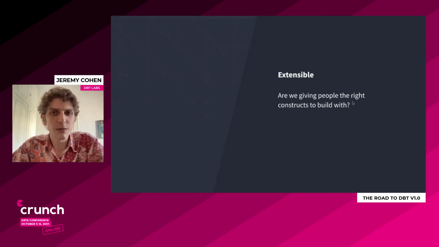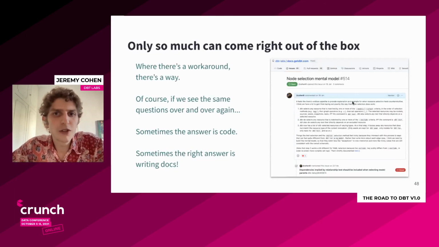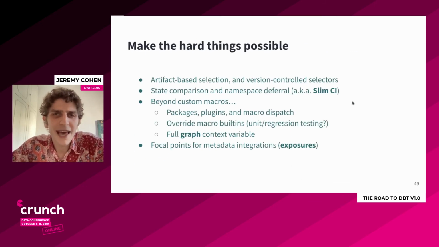dbt Core needs to be extensible. We need to be giving people the right constructs to build with. There's only so much we can do right out of the box. This has been a real, again, a real realization for me this year. There are going to be some very cool, very glamorous things that we enable indirectly. If there are workarounds, if there are constructs that folks can build with, we can make hard things possible, even if they're not doable right out of the box.